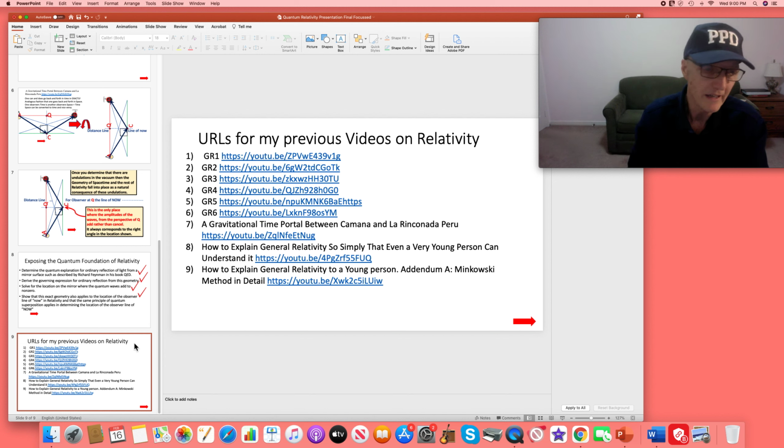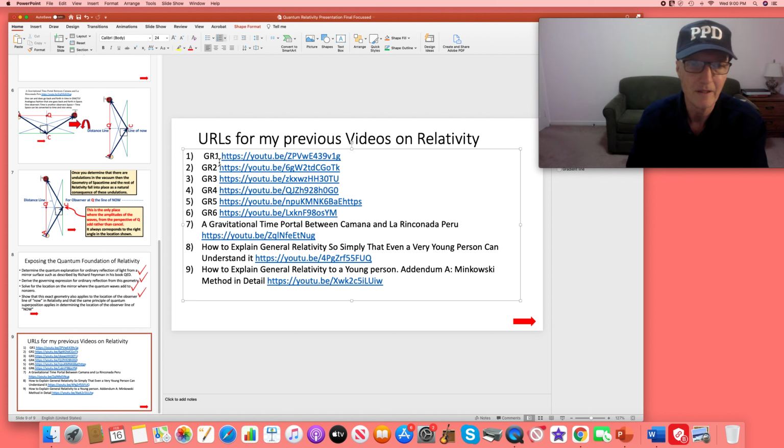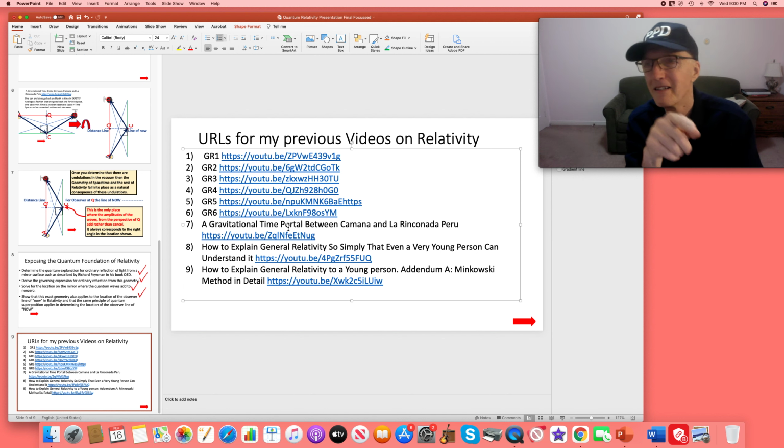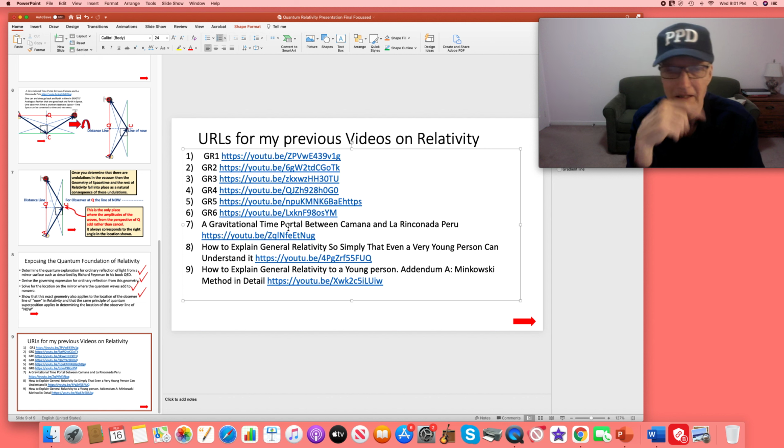So let's go to the next chart, where I promised that I'd send you my URLs for the presentations 1 through 9, and here it's number 7 there. A gravitational time portal between Cumana and La Rinconada, Peru. It's playful, but it's true. There is a time portal there, and I describe how you can use it to go very large distances when you take the second and express it in meters, put them on the same footing. You can go out and back in time.